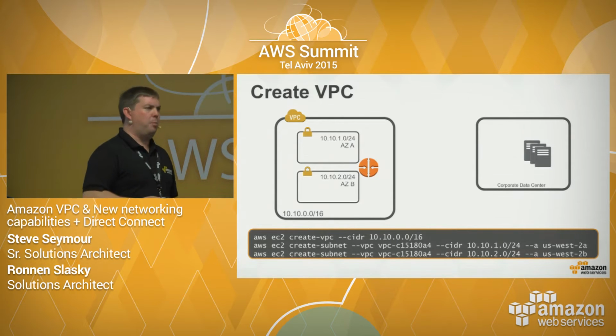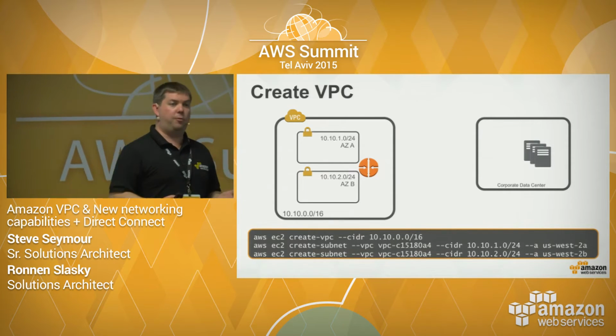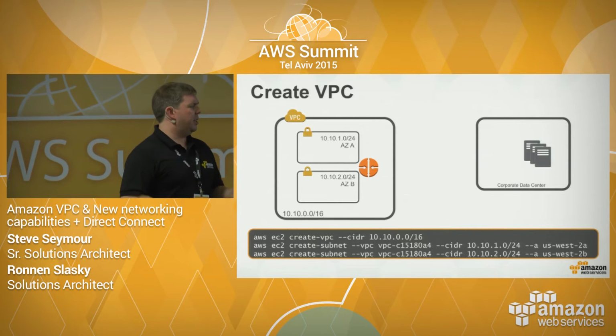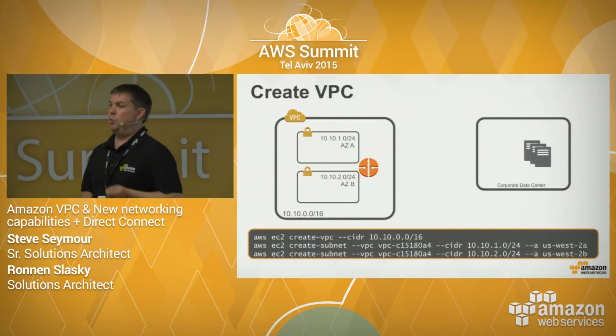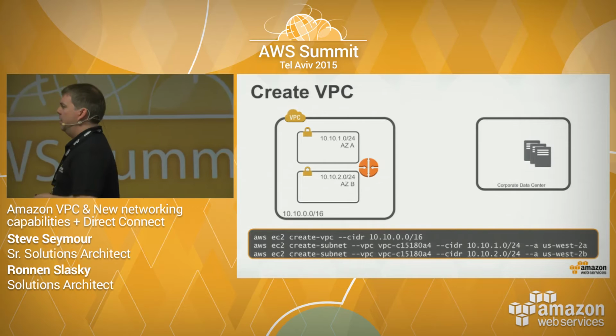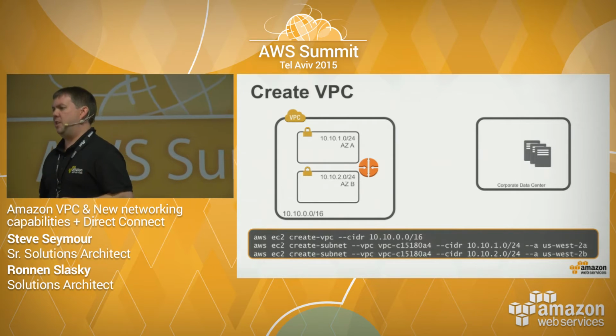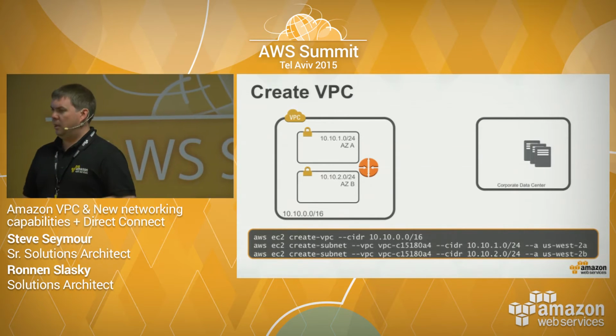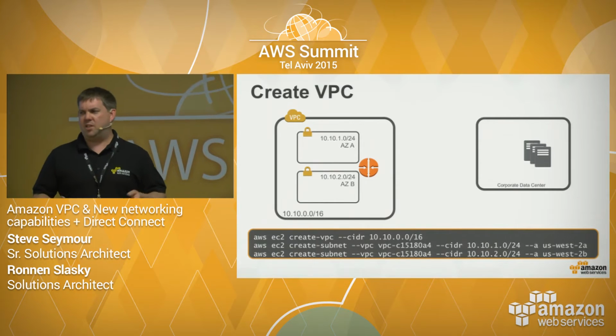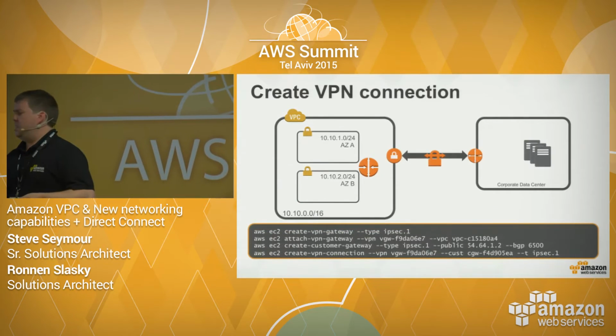We're going to assign it a block of IP addresses within our CIDR block for the VPC. And we're then going to specify which availability zone we want this subnet to be created in. So in my example here, we now have two subnets created within our VPC. This is great. We've got our environment ready to go. What do we need to do next?